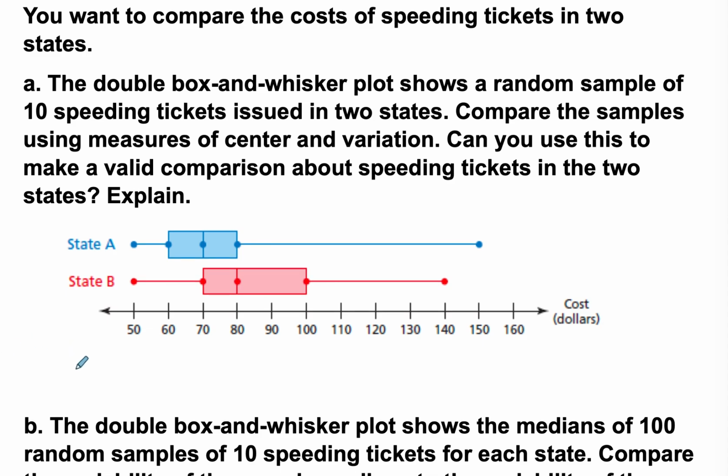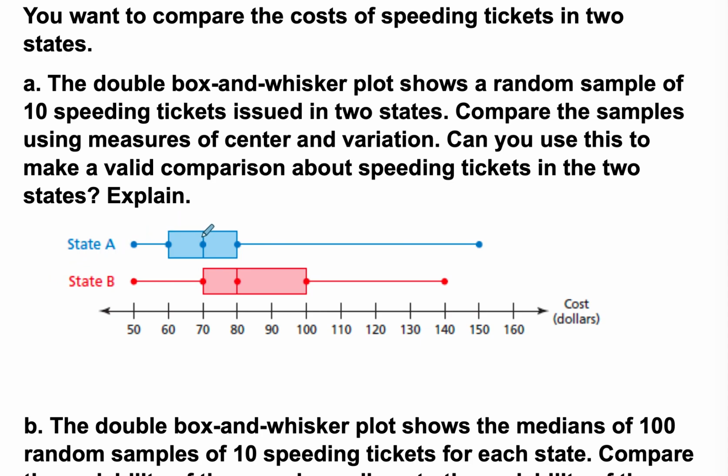This time I have my data on a box and whisker plot, and again, I have two pieces of data that I need to compare. It says you want to compare the cost of speeding tickets in 2 states. The double box and whisker plot shows a random sample of 10 speeding tickets issued in 2 states. Compare the samples using measures of center and variation. Can you use this to make a valid comparison about speeding tickets in the 2 states and explain?